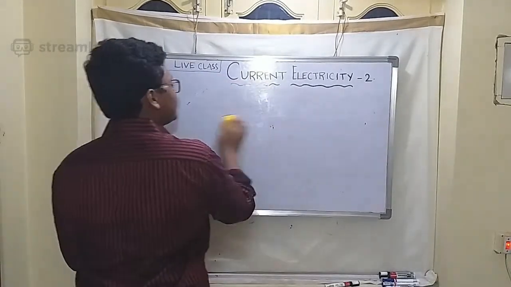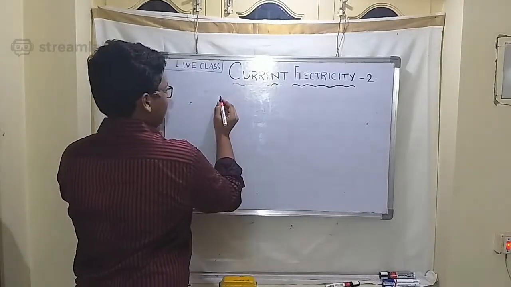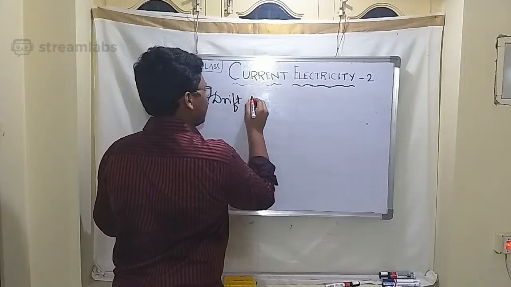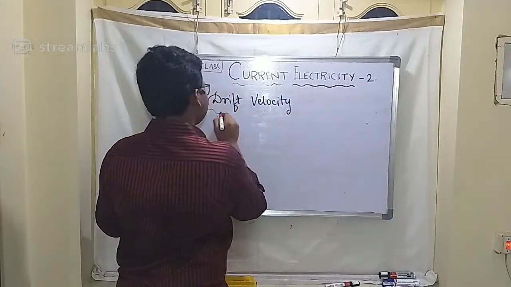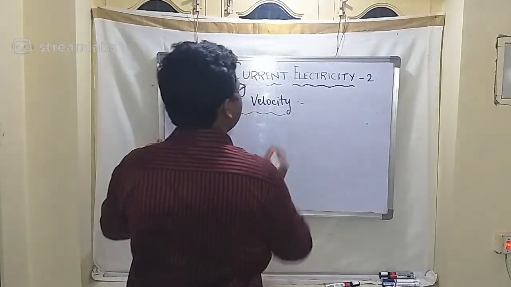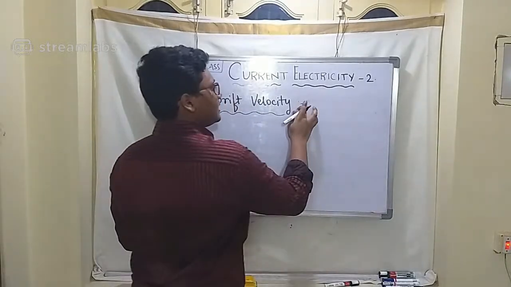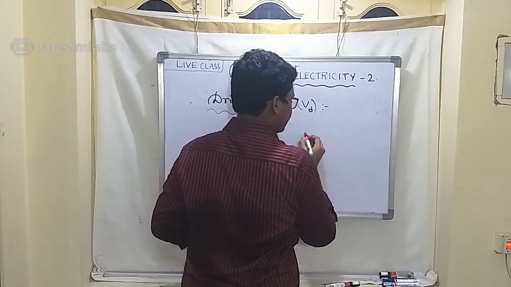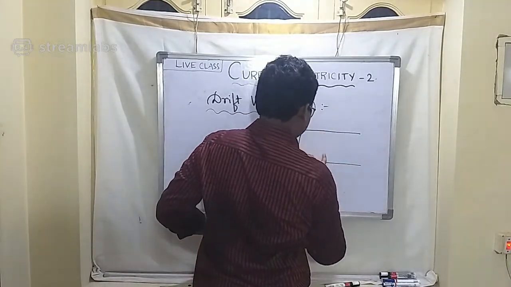And guys, now we are starting drift velocity. What is drift velocity? There's no particular definition for that. Now see, drift velocity is denoted by Vd. It is equal to Vd. This is a conductor.